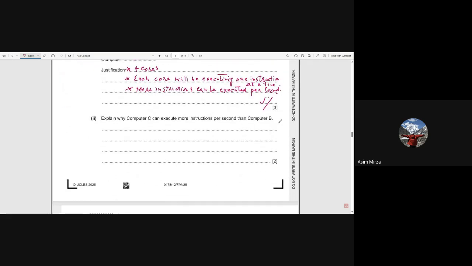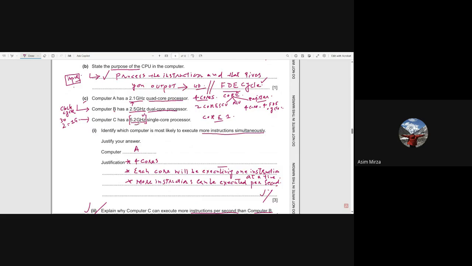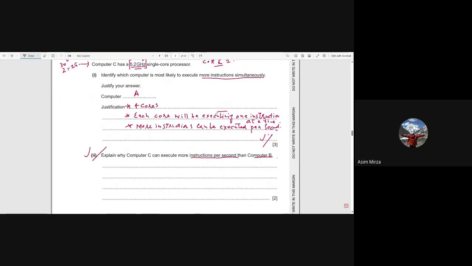Here is another one that is going to confuse you, but you should be very attentive. The examiner cannot give you a tough time if you attempt this paper carefully and vigilantly. Explain why computer C can execute more instructions per second than computer B. That's very simple. The clock speed, of course. Let me show you again. Computer C has 5.2 gigahertz and computer B has 2.5 gigahertz. Computer C has double the speed of computer B.